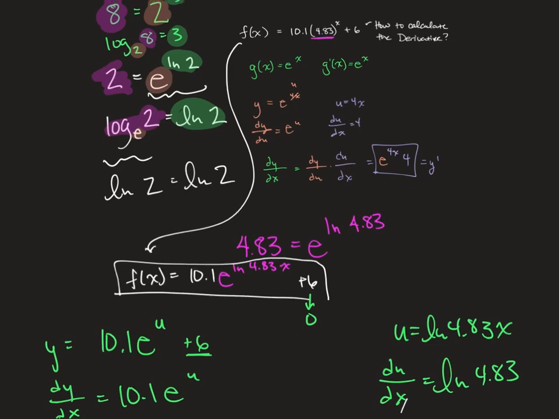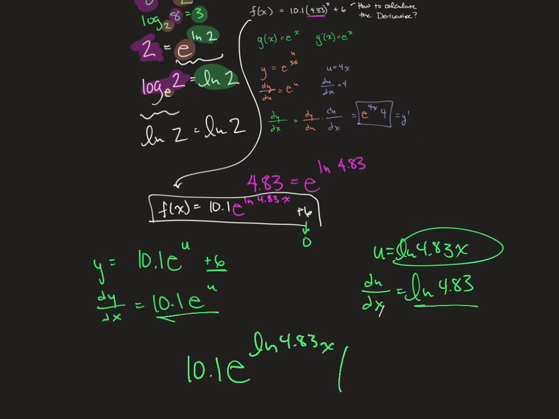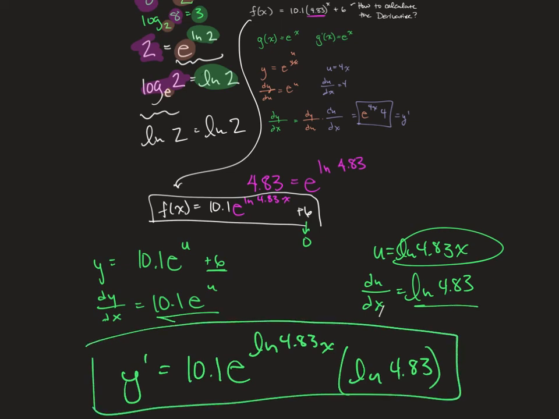And so you'd end up multiplying this by this, and you'd get 10.1 e to the u, which is that thing, natural log of 4.83x, multiplied the whole thing by the natural log of 4.83. And this would be my y prime. Sorry, that was kind of messy, but hopefully it'll give you the idea. If you want to do this, great. If you don't, that's also okay.